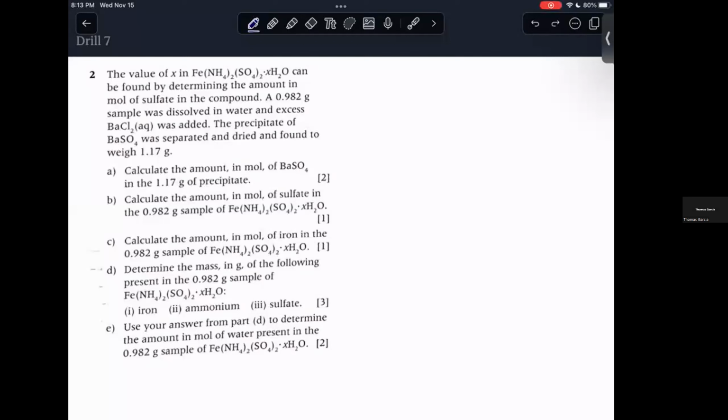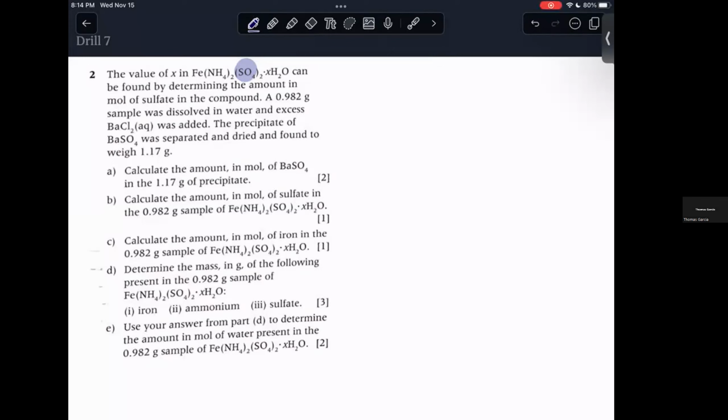The value of X in Fe(NH4)2(SO4)2·XH2O can be found by determining the amount in moles of sulfate in the compound. So right away, I noticed that we're identifying sulfate in our compound. A 0.982 gram sample was dissolved in water and excess barium chloride aqueous was added. The precipitate of barium sulfate was separated and dried and found to weigh 1.17 grams. A. Calculate the amount in moles of barium sulfate in the 1.17 gram of precipitate.